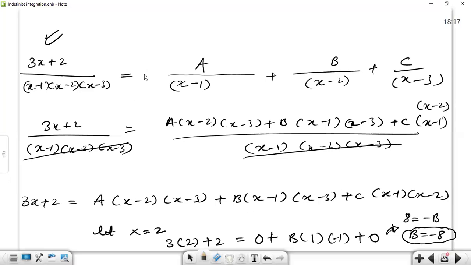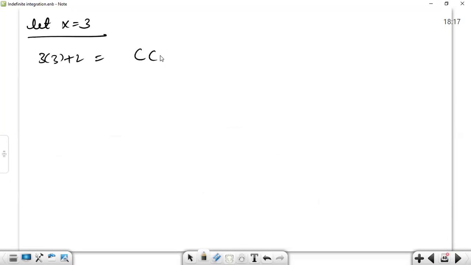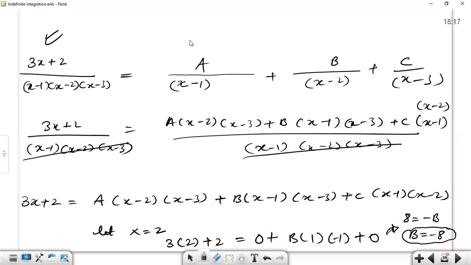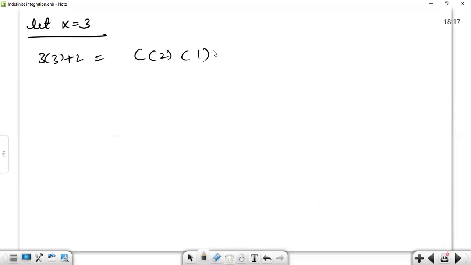So c into x minus 1, which is 3 minus 1, 2 into x minus 2. So 3 minus 2, it will be also 0. Sorry, 1. 3 is 9, 9, 11 is equals to 2c. 11 by 2 is the c, right? So now we have b is equals to minus 8, c is equals to 11 by 2.